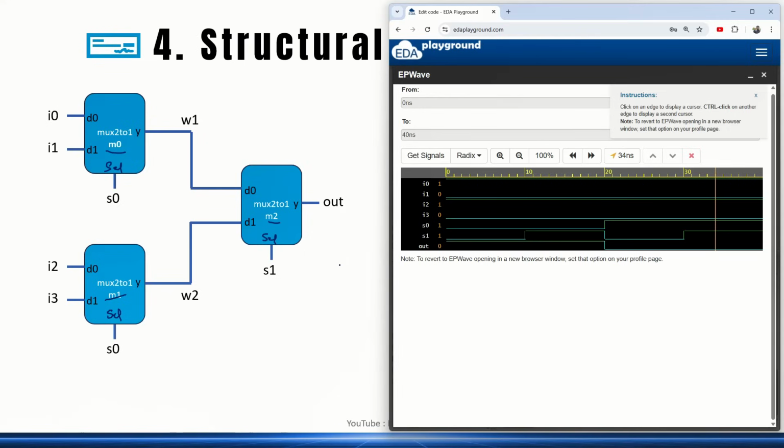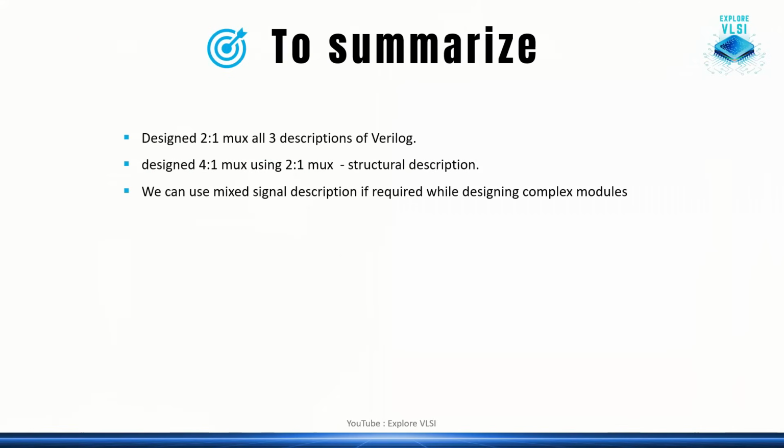We have designed 4:1. So this is about today's video. We have seen 2:1 muxes using 3 descriptions, and also we have designed 4:1 mux using 2:1 muxes. That is structural description. This kind of design will be used in industry to design the complex designs. First we will be designing the simple circuits like this. Then we are using that to build the complex one.